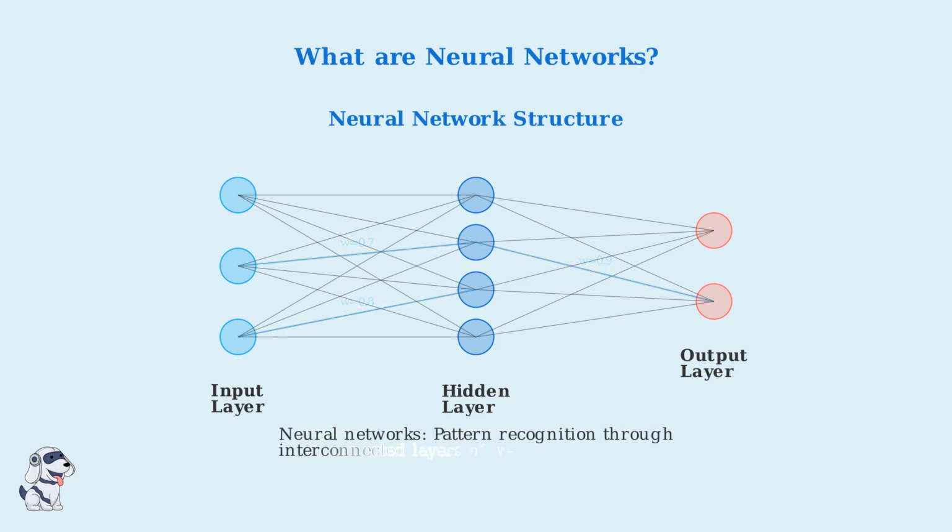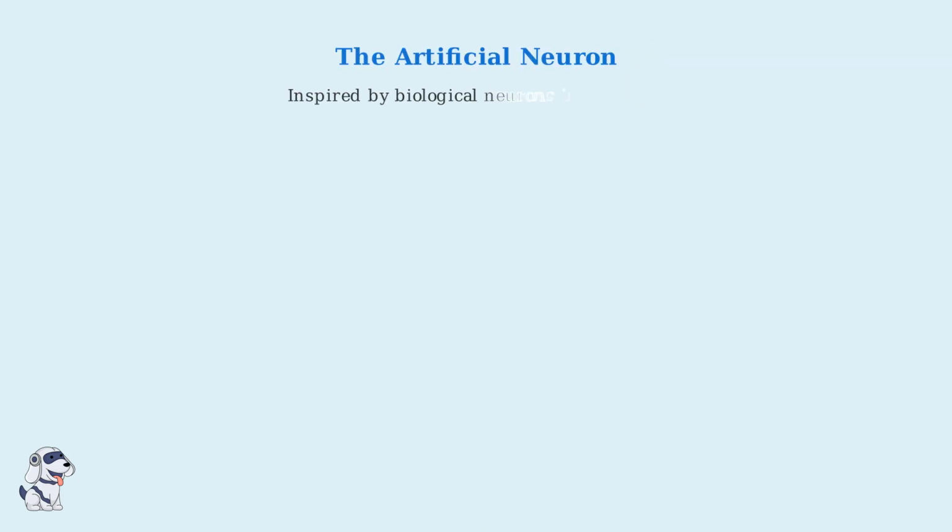In essence, neural networks are powerful pattern recognition systems that use layers of interconnected neurons with adjustable weights to learn from data and make intelligent decisions. At the heart of every neural network lies a fundamental building block, the artificial neuron, also known as a perceptron. This simple yet powerful unit mimics how biological neurons process information.